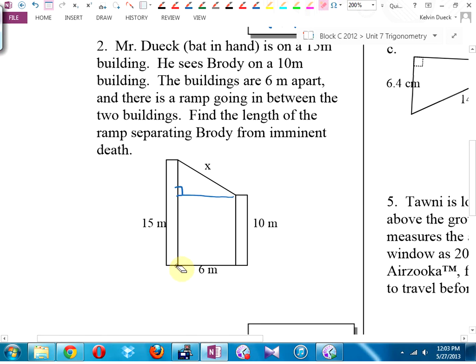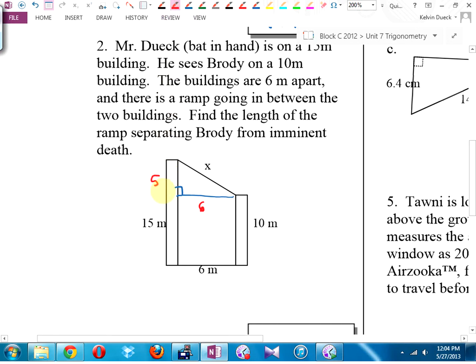Simi, my angel, how far from here to here? 6 meters. How far from here to here? 6 meters. Ashley, my angel, how far from here to here? 10. How far from here to here? 15. How far? 5.